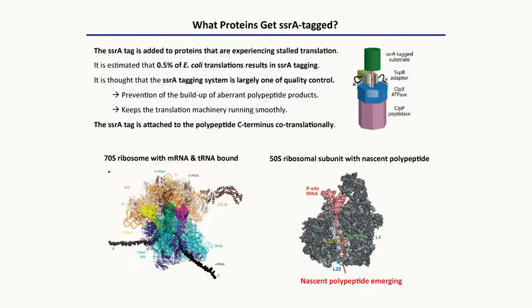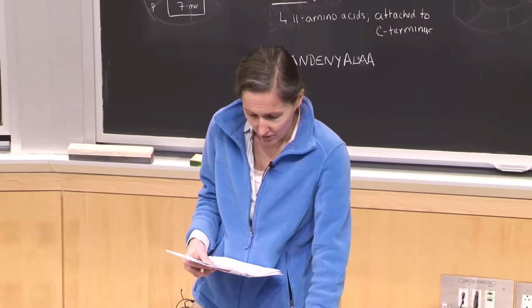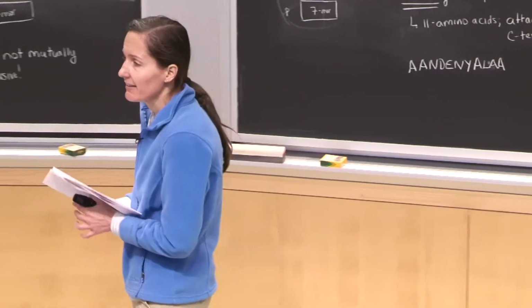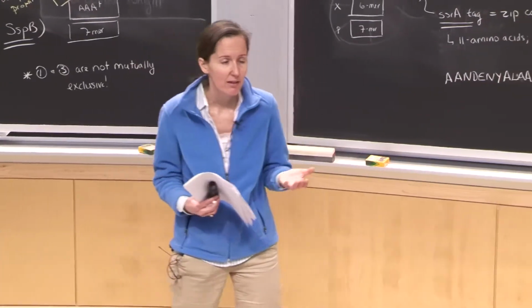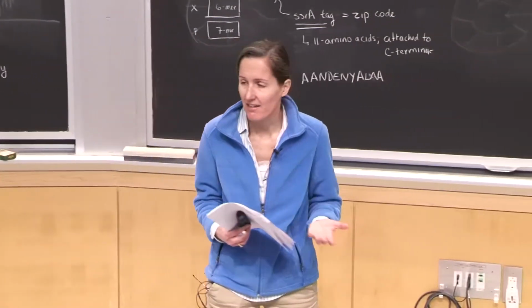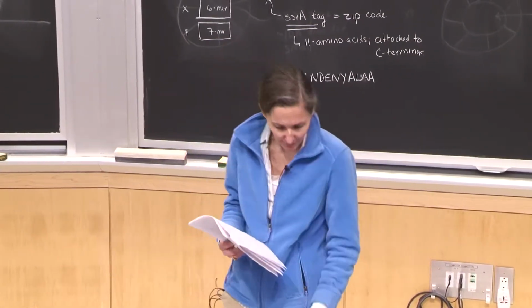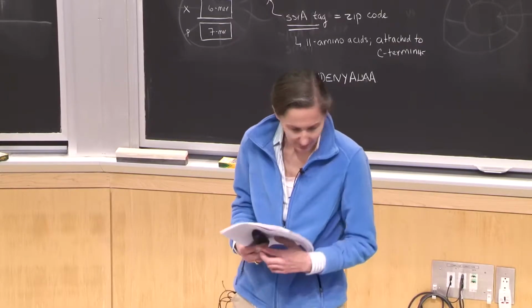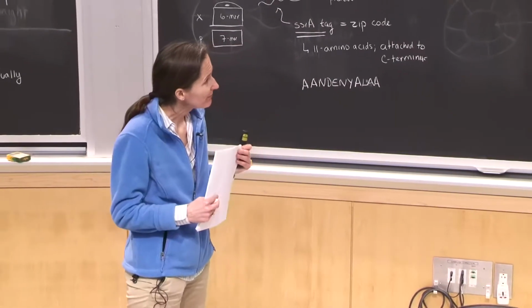So here's our friend, the ribosome, and here's looking at the 50S ribosomal subunit, and we have a polypeptide emerging from the exit tunnel, so these should all be familiar at this stage. And so what happens when this ribosome is trying to synthesize a polypeptide and it just gets stuck? So this SsrA tag is attached to the C-terminus of proteins, and as we're going to see, this occurs co-translationally. And it's very, very interesting machinery.